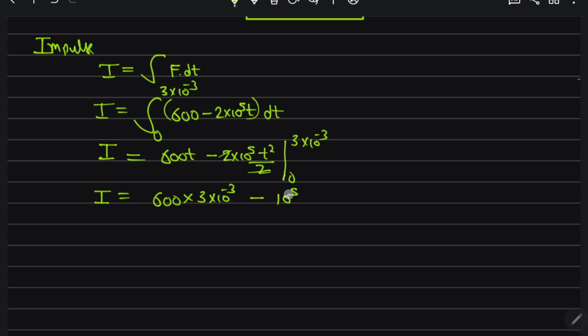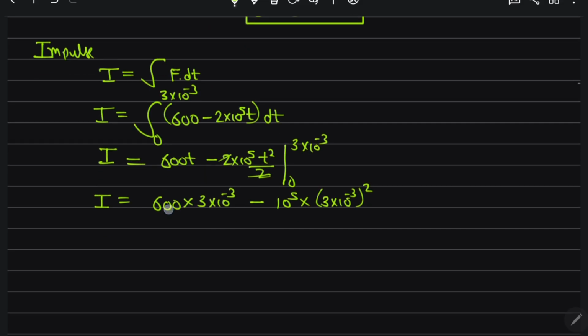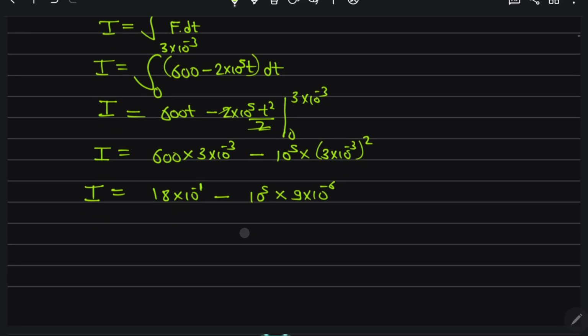minus 10 to the power 5, 3 into 10 to the power minus 3 whole square. So this impulse comes out to be 6 to the 18 into 10 to the power minus 1, and here 10 to the power 5. If I do 3 3 the 9 into 10 to the power minus 6. So impulse comes out to be 1.8 minus, this is our 10 to the power 0.9.